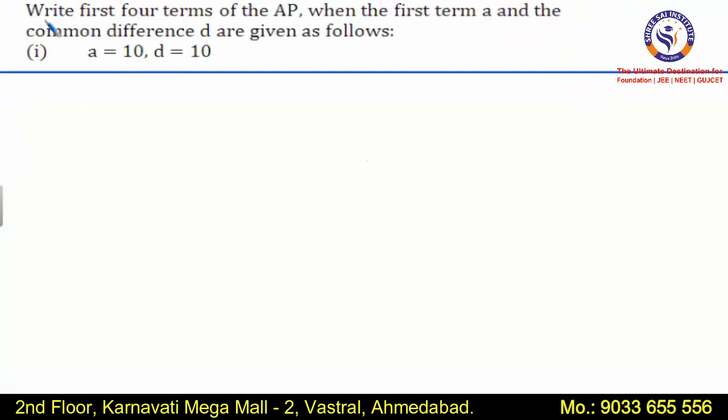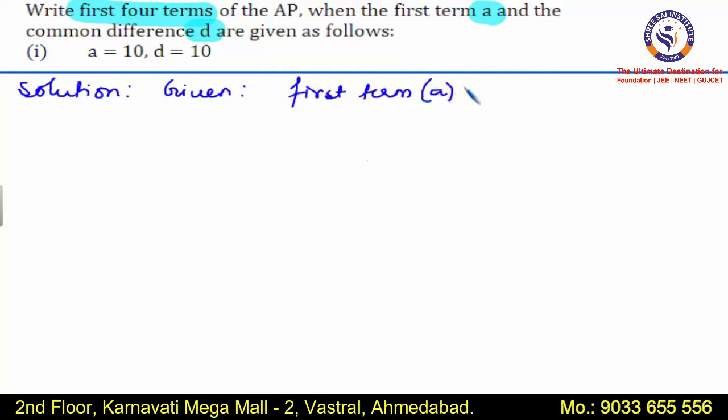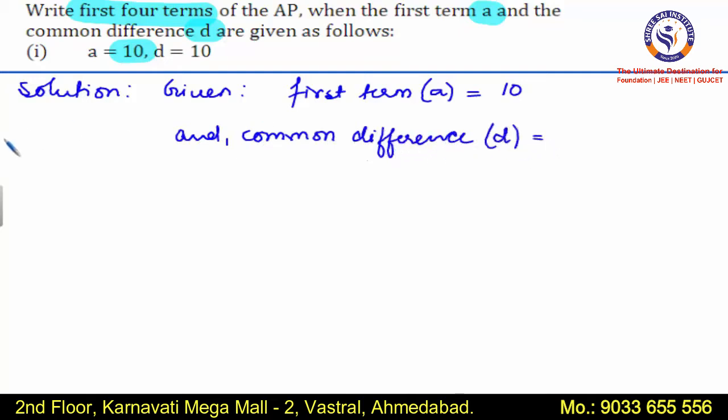In this question, we have to find the first 4 terms of the AP when the first term A and the common difference D are given to us. Let's begin with the solution. Here we are given the first term, which is denoted by A, is equal to 10, and also we are given the common difference D is equal to 10.